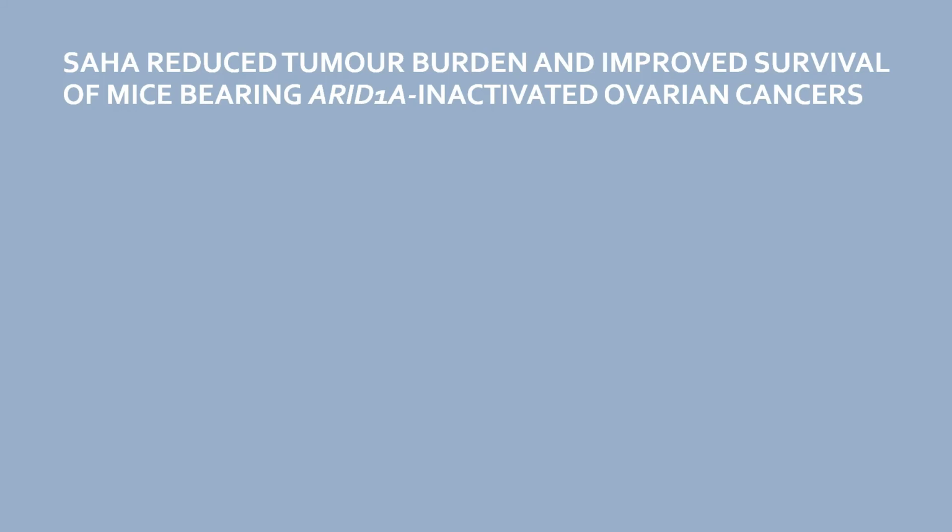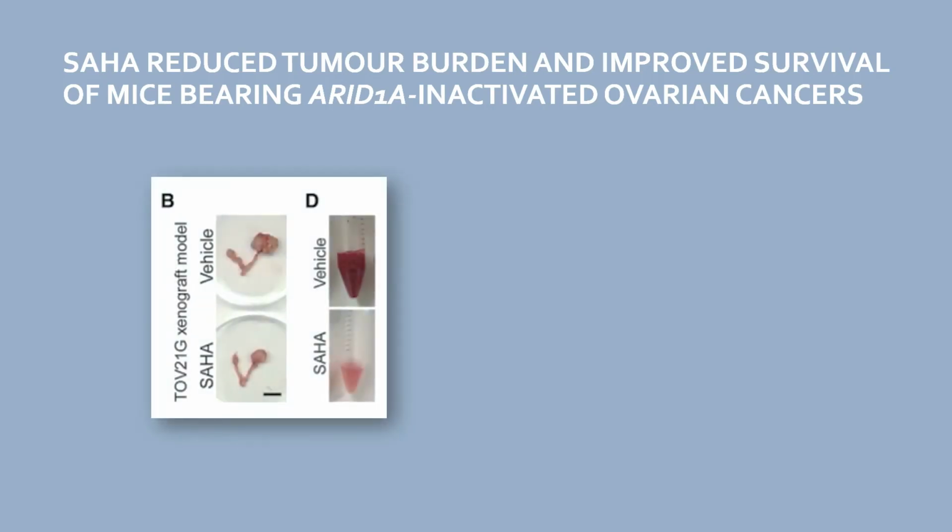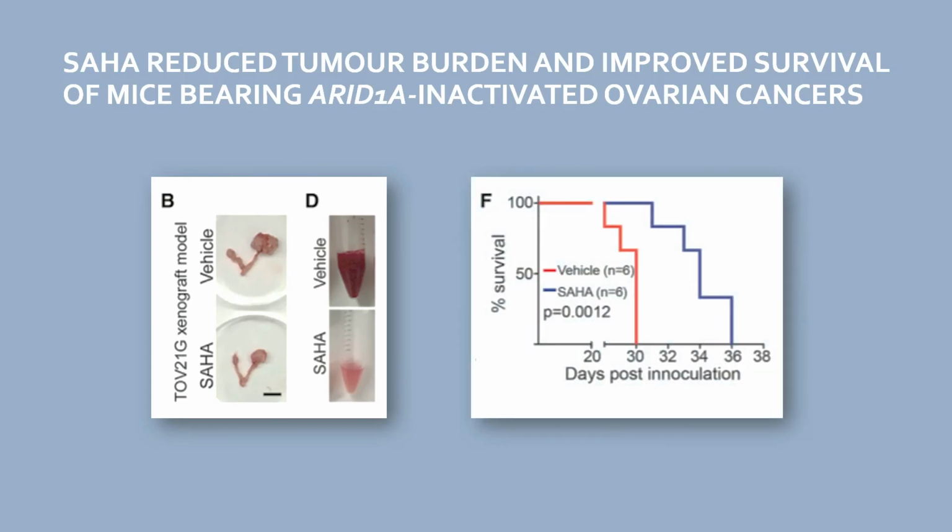Finally, the scientists investigated the effects of Pan-HDAC inhibition in mice with ARID1A mutated ovarian cancer using an approved Pan-HDAC inhibitor called SAHA. They showed that SAHA treatment reduced tumour growth and fluid production and improved the overall survival of the mice carrying these ARID1A mutated tumours.